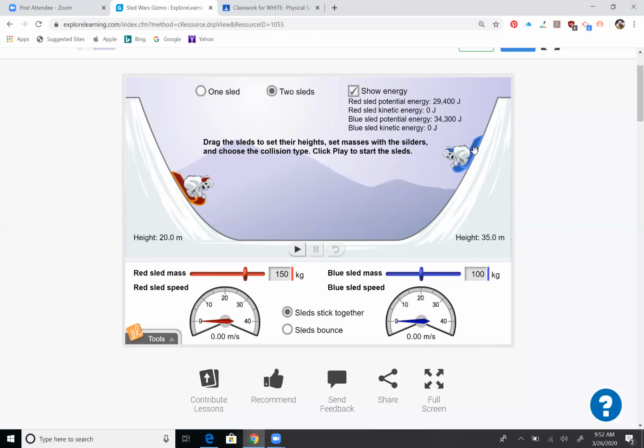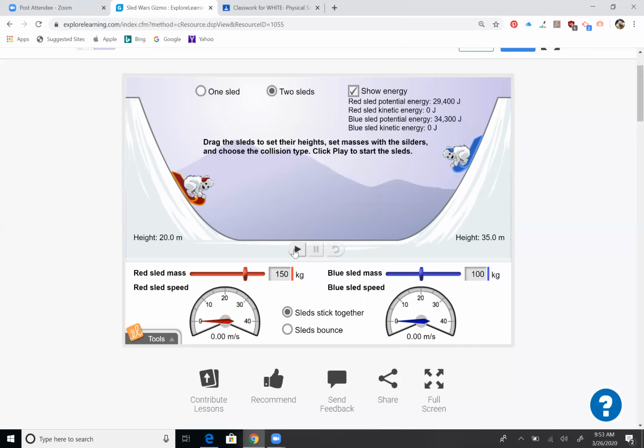Okay, so the potential energy of the red sled up at the top, it tells us it is 29,400 joules. The blue sled is 34,300 joules. So which sled do you guys think will push the other sled back when they collide? The blue sled will push the red sled. All right, good. So let's play blue.